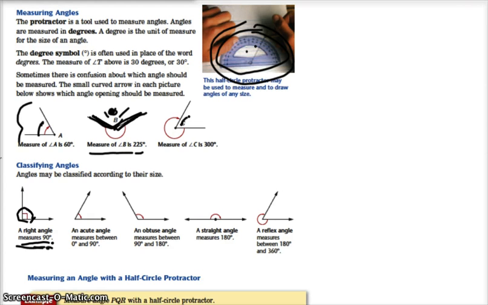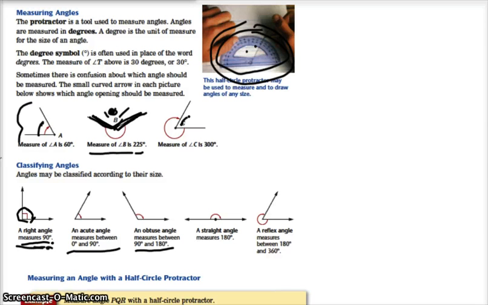Second one, acute. An acute angle measures less than 90 degrees. So it cannot be 90 degrees. It has to be less than 90, and it has to be greater than 0. Obviously, you can't have less than 0. But it must be between 0 and 90 degrees. Acute. Obtuse is the opposite. That's greater than 90 degrees, and it's between 90 degrees and 180 degrees. That would be obtuse.